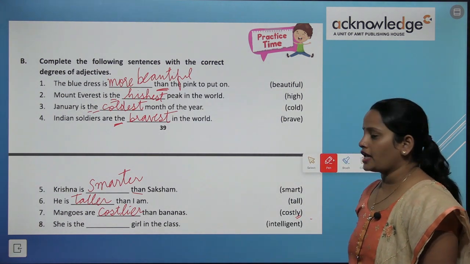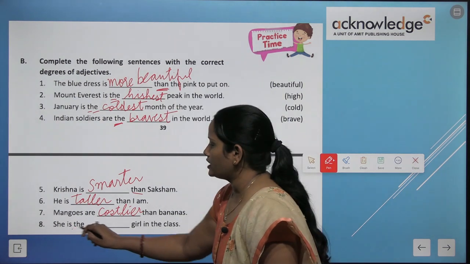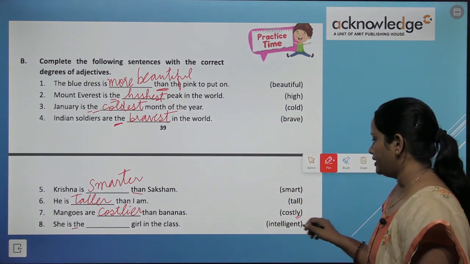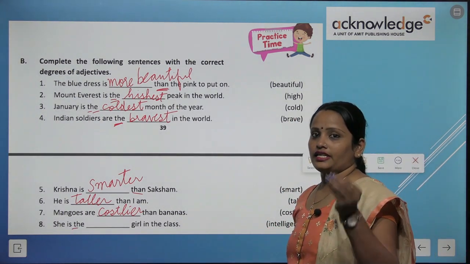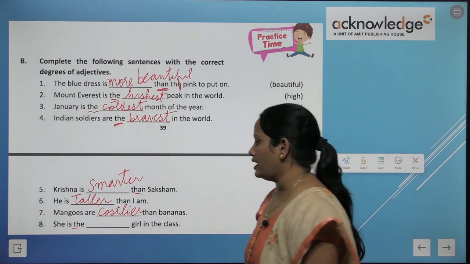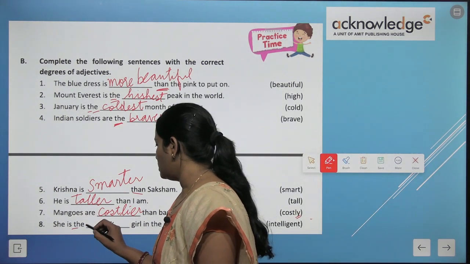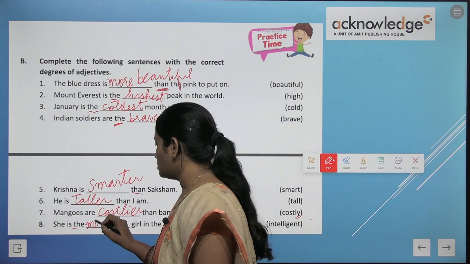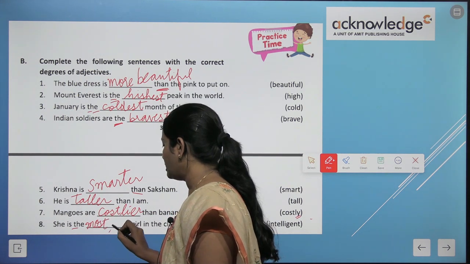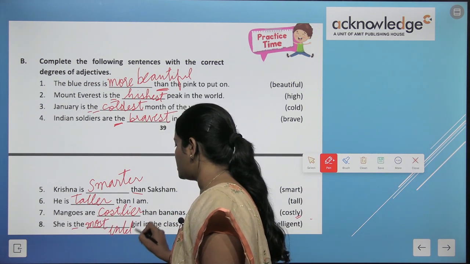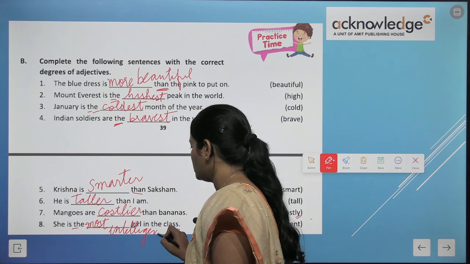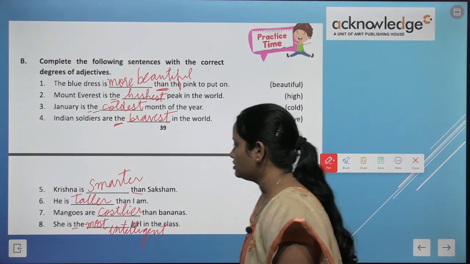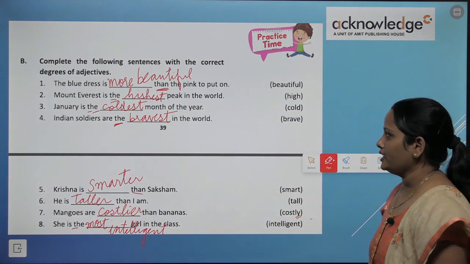Next, she is the dash girl in the class. The लिखा है, इसका मतलब सुपरलेटिव डिग्री लगानी है. Intelligent 2 से ज्यादा सिलेबल है, so we are going to use most. Superlative degree most intelligent. So this is our answer, children. Write it down quickly.